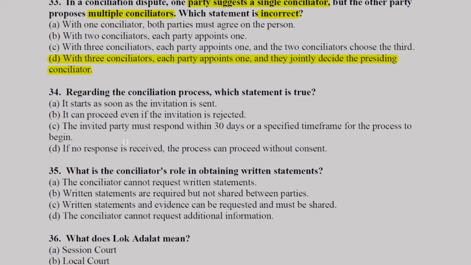Regarding the conciliation process, which statement is true? It starts as soon as the invitation is sent. No, it can proceed even if the invitation is rejected. No, the invited party must respond within 30 days or a specified time frame for the process to begin. Yes, if no response is received, the process can proceed without consent. No, so the answer is C.